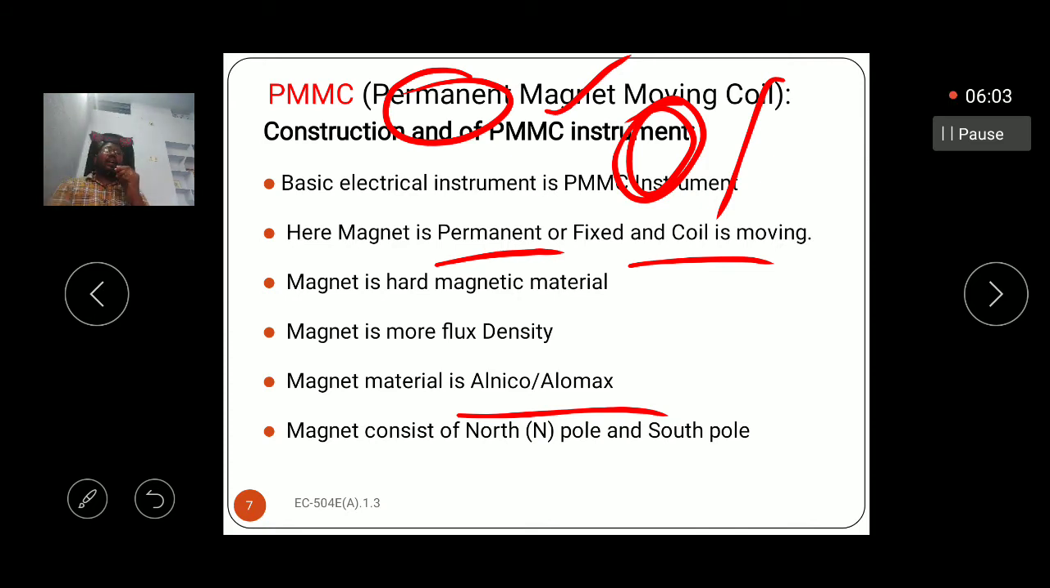Now I am going to explain the construction of the PMMC instrument. The PMMC instrument is the most important instrument among electrical as well as electronic instruments. In the PMMC construction, we use a magnet made of hard magnetic material with high flux density, made up of alnico and alcomax, and the magnet consists of a north pole and a south pole.